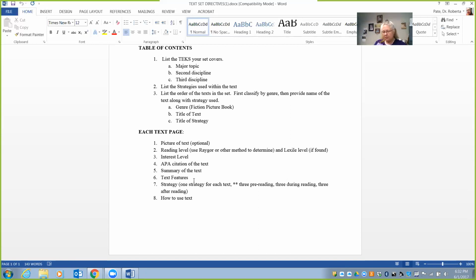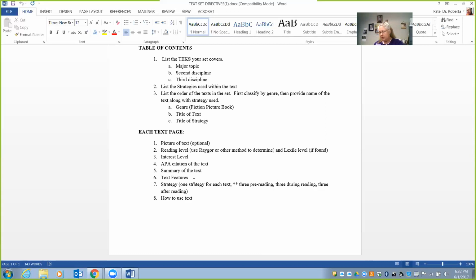But then if I look at this one over here, my Voices of the Alamo, it has a jacket. Of course, I have a jacket, so that's a text feature. It has a little insert. Then, of course, it also has a verso page.